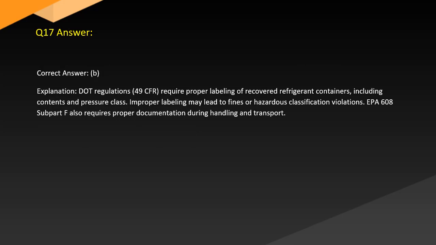Answer. Correct answer: B. Explanation. DOT regulations in 49 CFR require proper labeling of recovered refrigerant containers, including contents and pressure class. Improper labeling may lead to fines or hazardous classification violations. EPA 608 Subpart F also requires proper documentation during handling and transport.